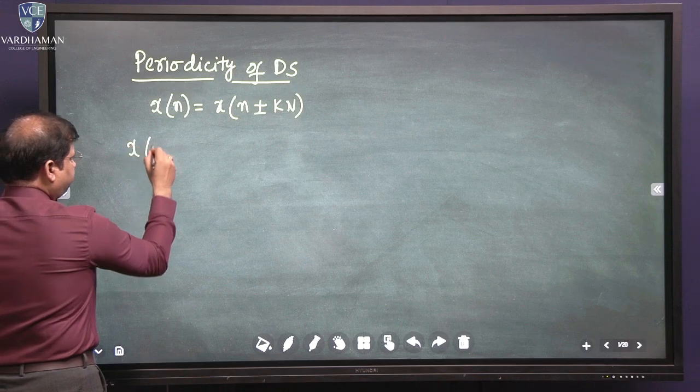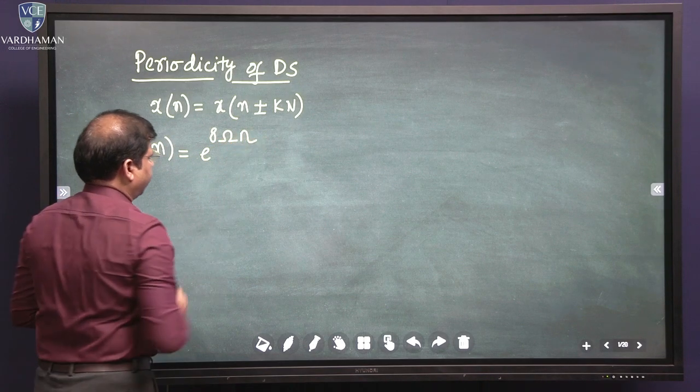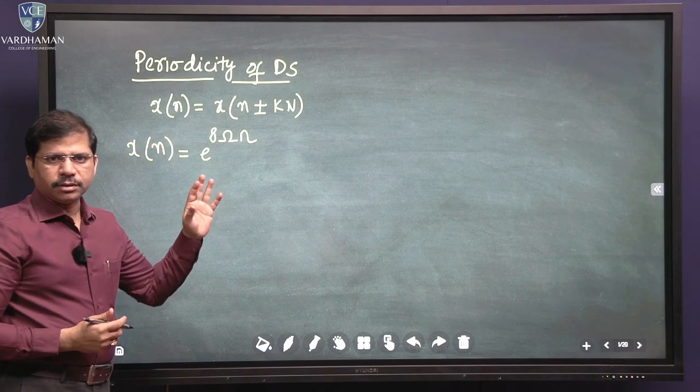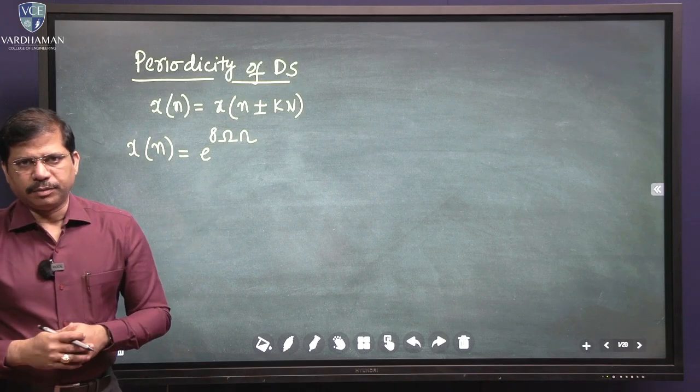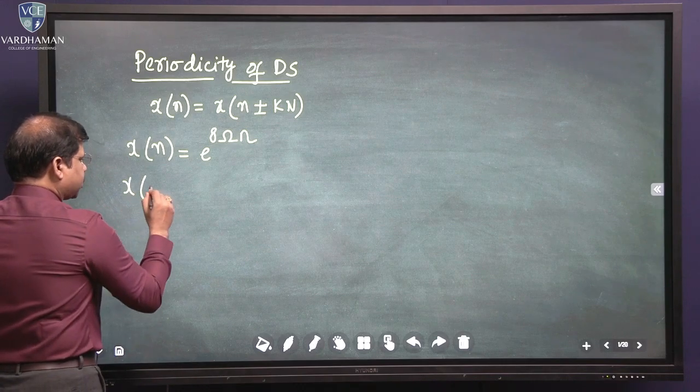Let me see it like this. x of n equals e power j omega n. I'll assume a kind of signal. This is a complex signal, and I'll be plotting this signal in the Fourier series or Fourier transform. We'll see that. Okay.